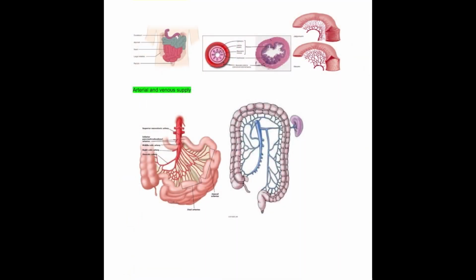Here we've got the arterial and the venous supply of the small intestine. Here are the branches of the superior mesenteric artery supplying the whole small intestine and a part of the large intestine. On the venous side, the superior mesenteric vein as well supplies the small intestine. Here we can see it reunites with the splenic vein, forming the thick portal vein, which is rich in nutrients.